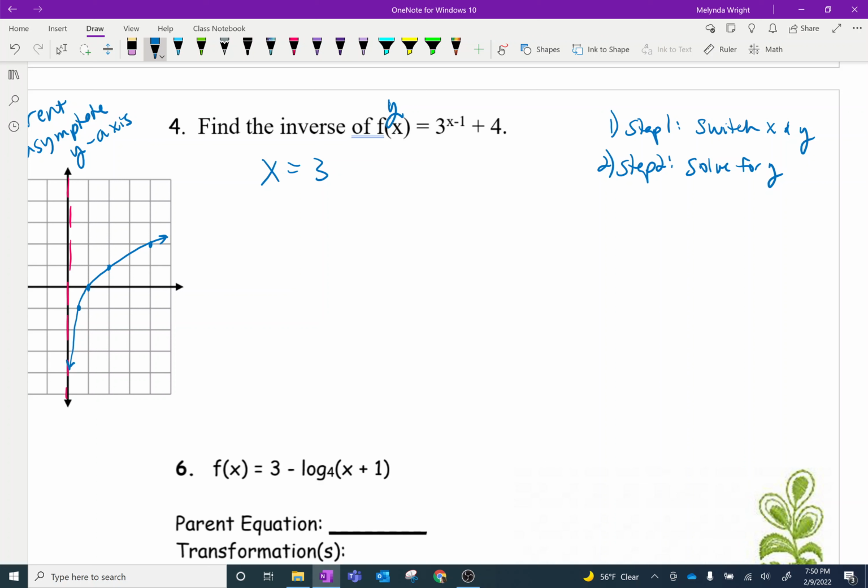Now to solve for y, the first thing we need to do is get this little beast right there by itself, right? That term with the y in it needs to be by itself. So let's move the 4 over. So x minus 4 equals 3 to the y minus 1. Now, how would we get the y out of the exponent?